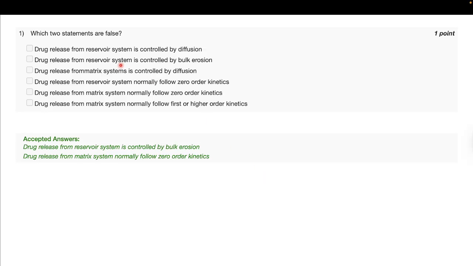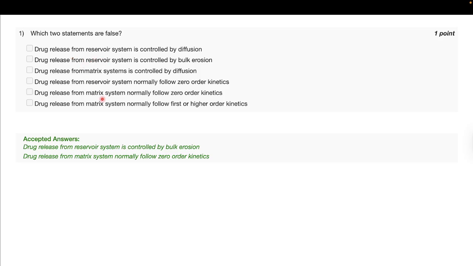So if you just look at the options, the drug release from reservoir system is controlled by diffusion. That is the correct statement. Drug release from reservoir system is controlled by bulk erosion. That is false, because reservoir systems are made up of non-erodible membrane. So there is no erosion happening here. The way the drug gets released is only controlled by diffusion of the drug. So your second statement is false. The correct answer for this question, since it's asking us for the statements that are false, is that you have one statement that is false, that is option 2.